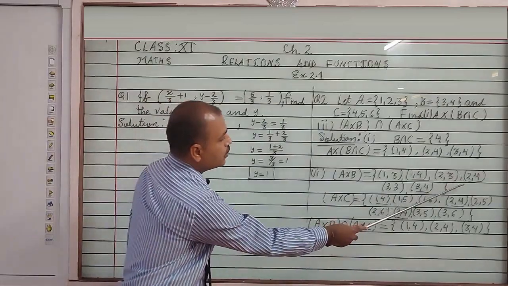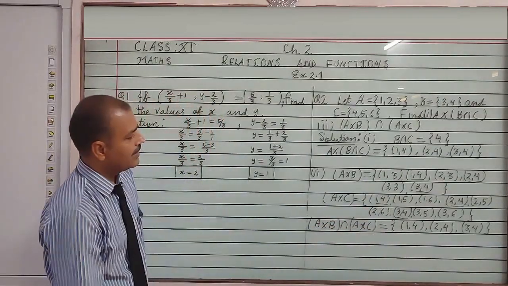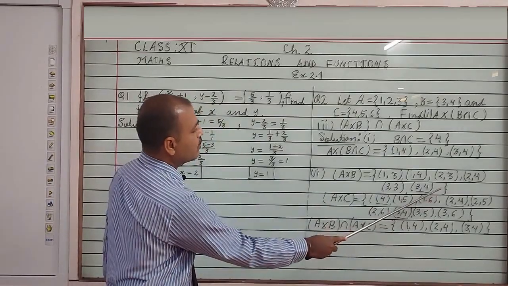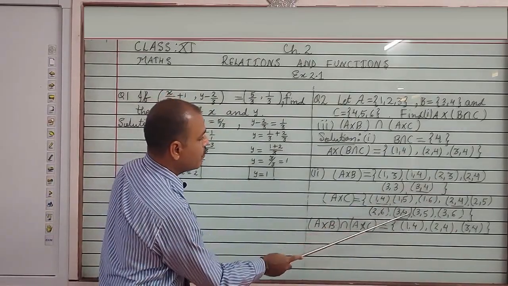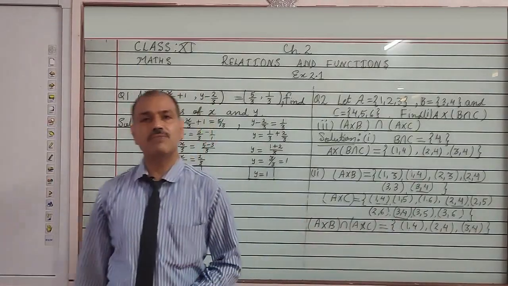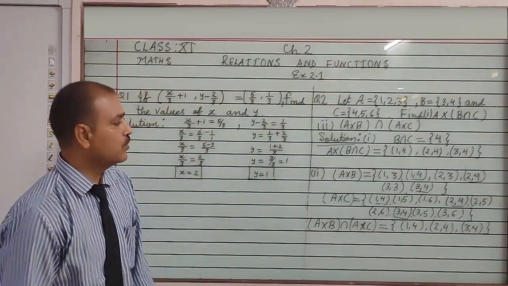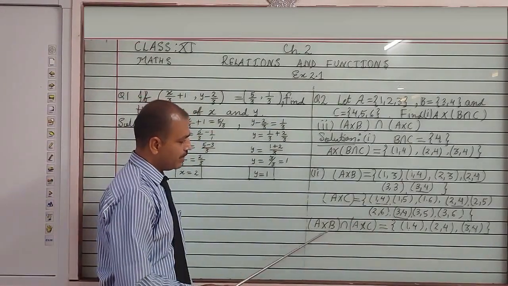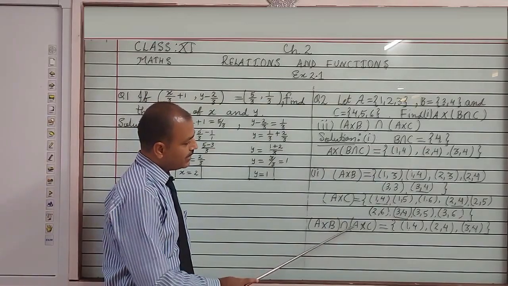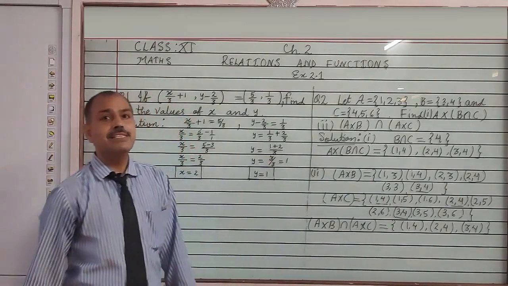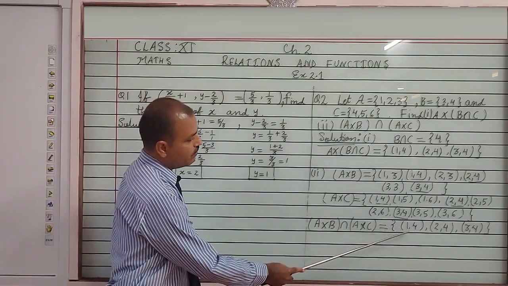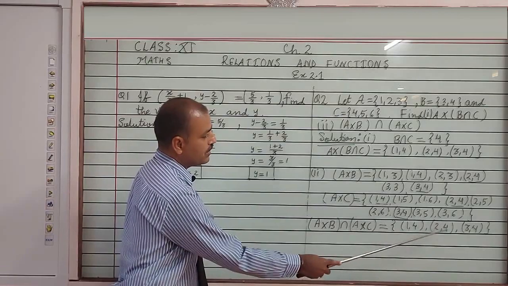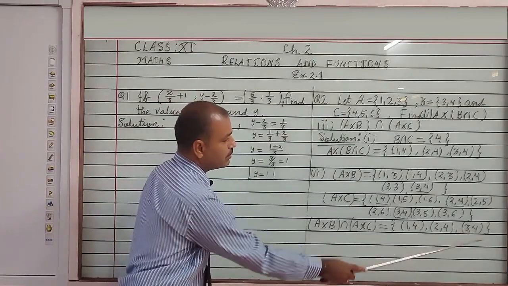Then (2,4), then (3,4). So the common values are (1,4), (2,4) and (3,4). So the answer is (A multiply B) intersection (A multiply C) is equal to curly bracket (1,4), (2,4), (3,4) closed.